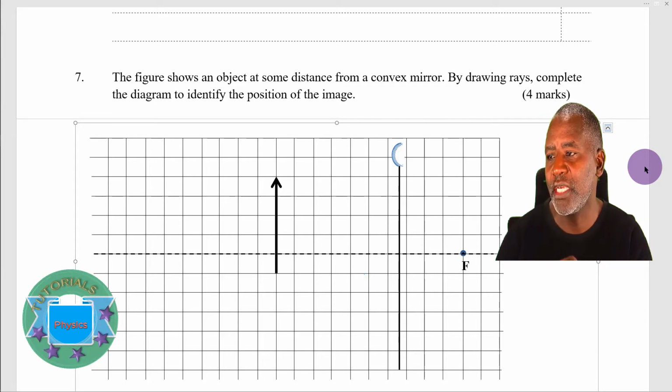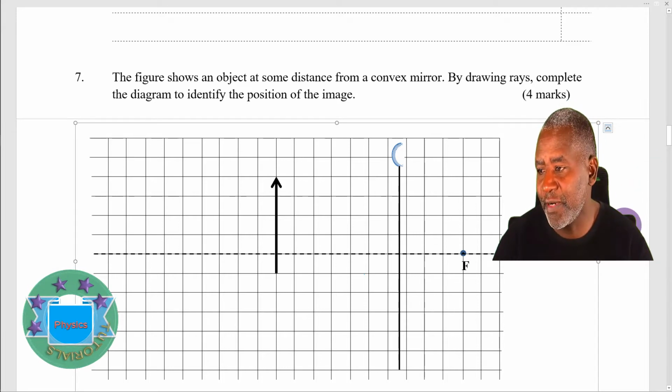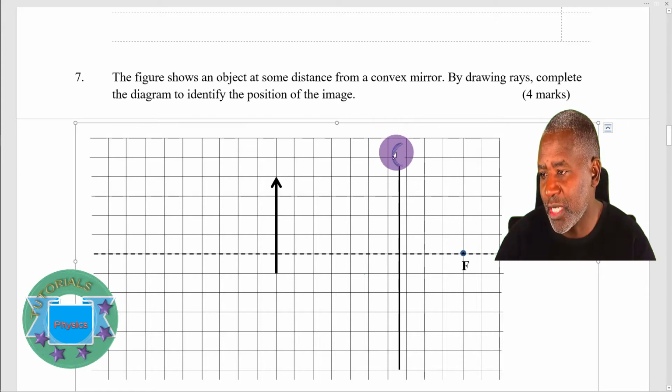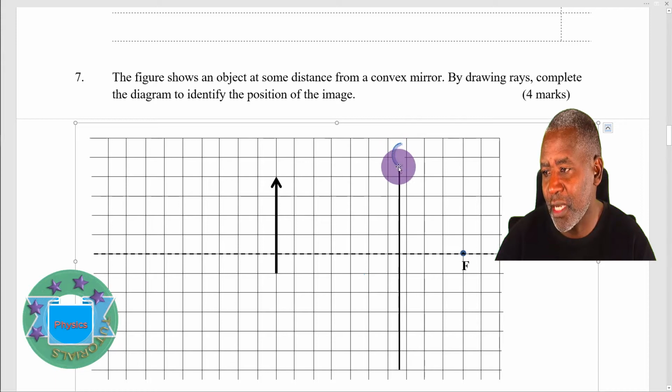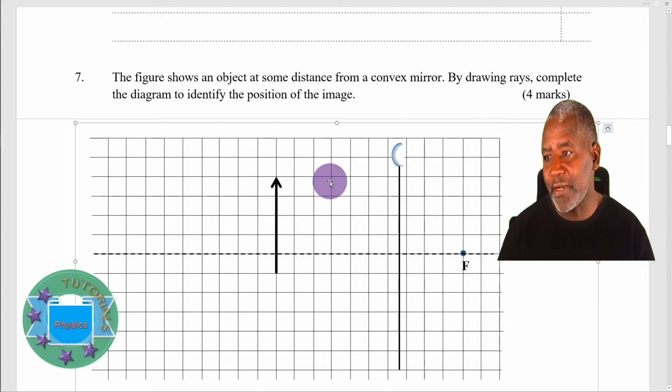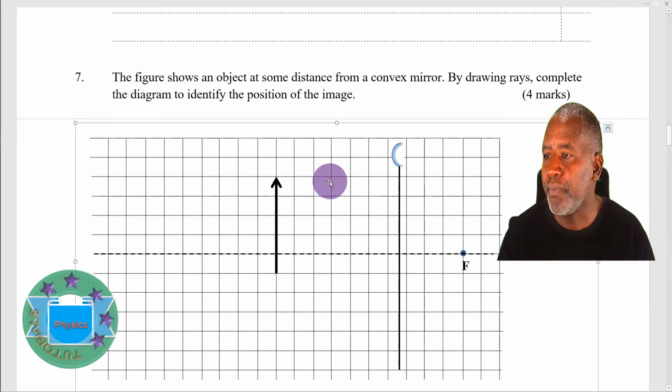We are given a figure that shows an object at some distance from a convex mirror. How do I identify just from the diagram that it's a convex mirror? You will observe that the reflecting surface curves outwards. It curves outwards, so the position of the object is in this direction. That is how you identify a convex mirror just from the diagram.